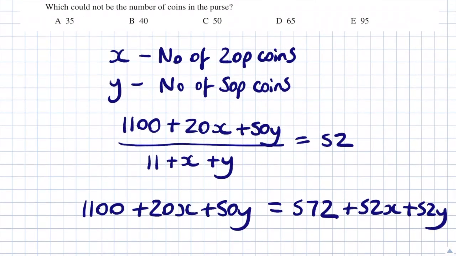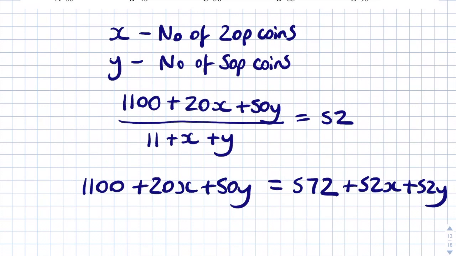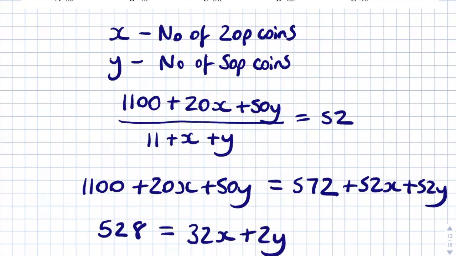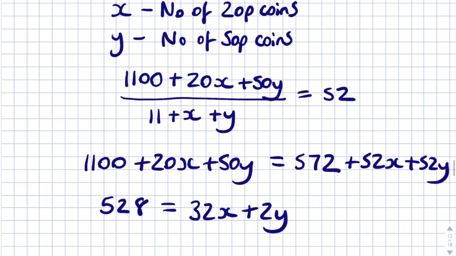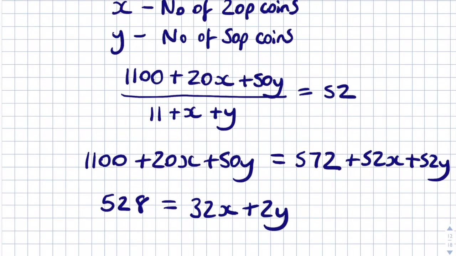Okay, so first I'm going to minus 572 from both sides. 1100 minus 572 is 528. And then we can make this equal to, if I subtract 20X from both sides, I'm going to get 32X. Subtract 50Y from both sides and I'm going to get plus 2Y. Now what I'm going to do is, because my Y value has the smallest multiple, I think I'm going to create an equation that says Y equals some function of X.